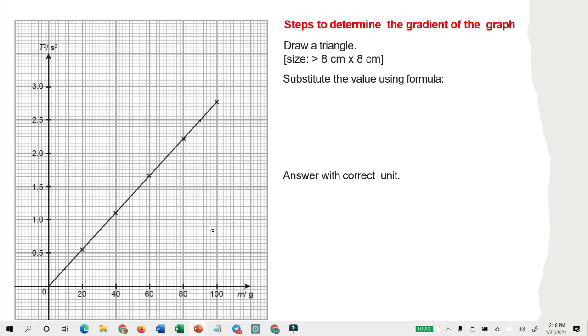Okay, look at this one. Earlier we already saw the relationship between the variables based on the shape of the graphs. Now let's see how to find the gradient of a graph. The formula that we're going to use in this case is: gradient is equal to y2 minus y1 over x2 minus x1.